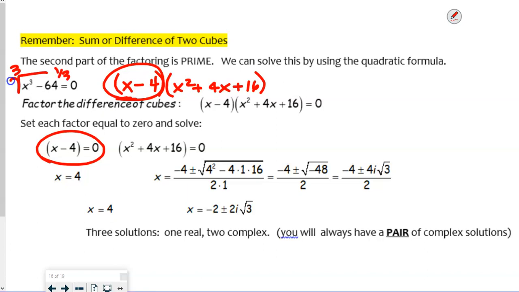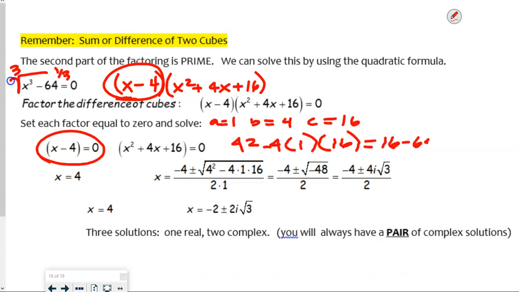I'm going to tell you guys right now, anytime you have the sum or difference of two cubes, you're going to have one real solution and two complex solutions, okay? Always. So again, when I plug this in, and I could have seen that immediately because my a is 1, a equals 1, b equals 4, c equals 16. When I look at my discriminant, I'm going to do 4 squared minus 4 times a times c, right? So that's going to be 16 minus 64. And that's going to be negative, right? So that we know already that that's going to be two complex solutions, okay? All right, so let's work one of these.